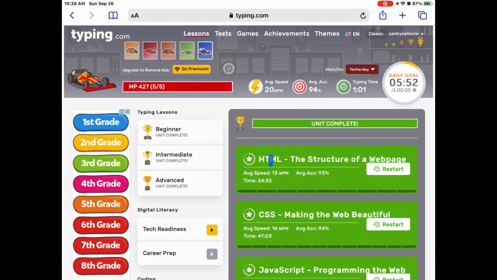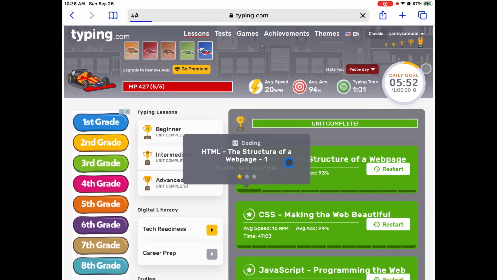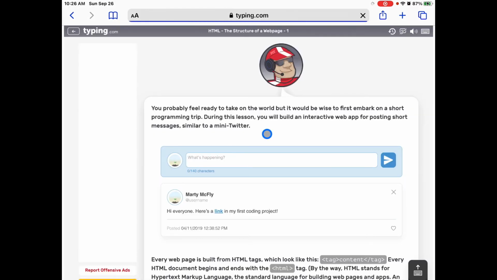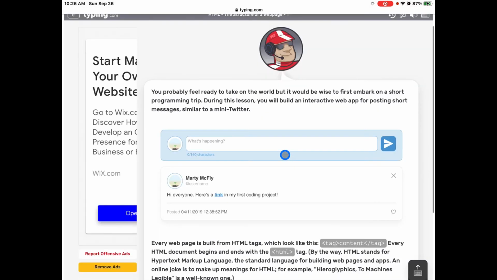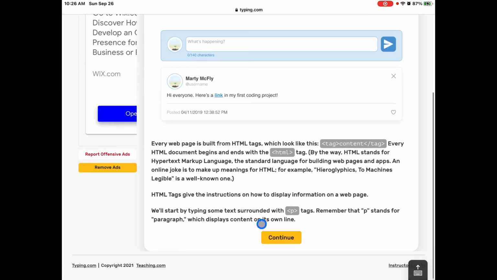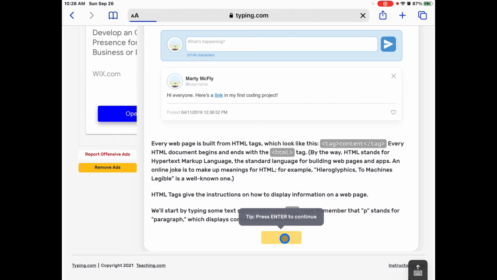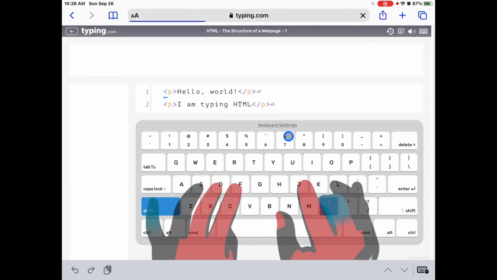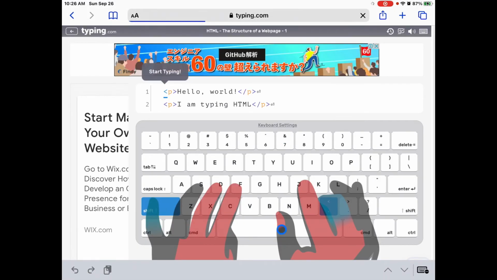Okay, so now I want to go into the first lesson here to show you what it looks like and show you that you're actually practicing typing for coding. So I'm going to click on here, and it's kind of funny because it explains about HTML. I'm in the HTML unit, so I'm not going to read that now, but I read that before. You can read that if you're in here. The hands down here are not my hands, but if you don't know what the next key is, you can follow the hands there instead of looking at your keyboard.